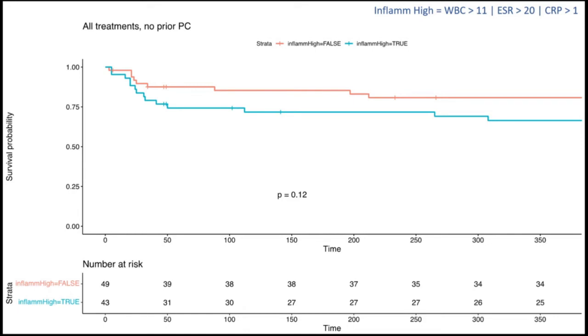in any form of treatment until we got to looking at inflammatory markers: white blood cell count, ESR, and CRP. This is a plot of all first-time pseudocysts, all treatments. If the inflammatory markers were known to be true, we plotted them in blue, and those patients did not do as well as those that were known to be false, or where we just didn't know. The ones where we didn't have that data were included in the red plot.